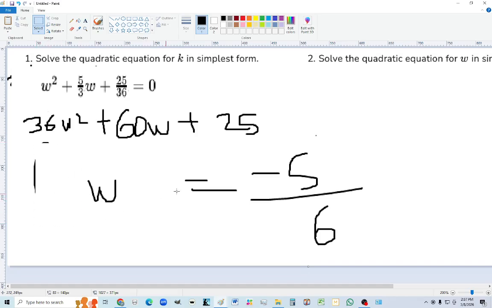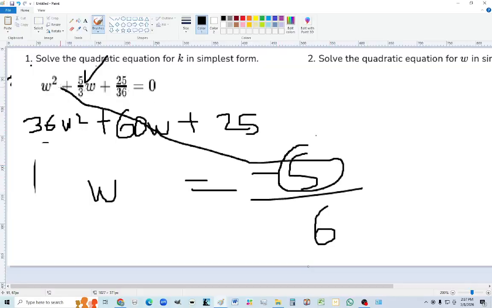Now you can always test it out and put it in there to see if that's what you get. I'm not going to bother. Yeah, but when you do test it out, the left side should come out as 0. Okay, and you just substitute it in and add all your fractions.